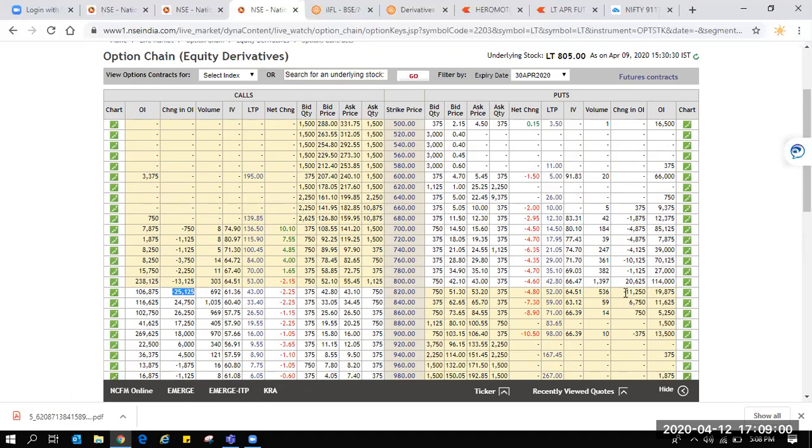Similarly, there is an unwinding in the puts also. So what does that suggest? It suggests that both calls and puts, the bulls and the bears, are definitely confused about which way it will go. That is why there is an unwinding on both sides.